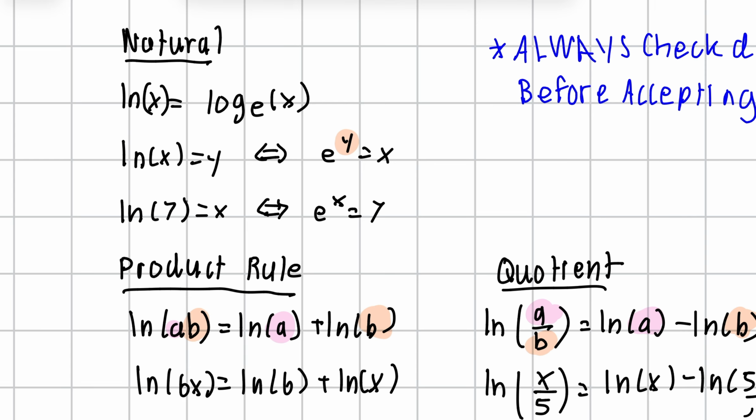So for example, if you have ln of 7 equal to x, you're going to raise e to the power of x, what it was equal to over here, and set that equal to 7, which was the input of ln in the first place.